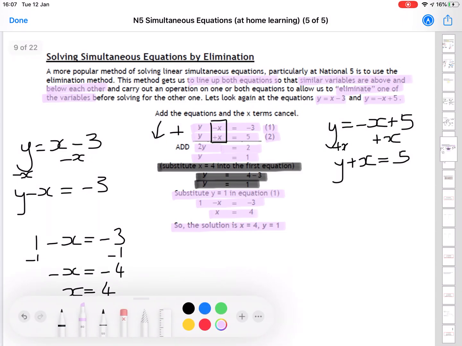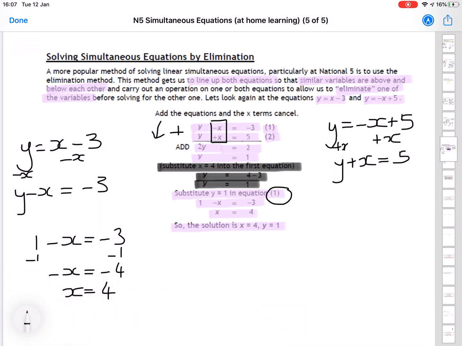Okay, it's always a good idea if you have the time to double check your working. Now, because we used equation 1 in the substitution, I'm going to check this with equation 2. So equation 2 was y plus x equals 5. Well, y is 1, x is 4, 1 plus 4 is indeed 5. So I would know that I hadn't made any mistakes.